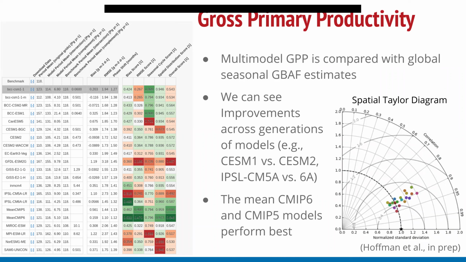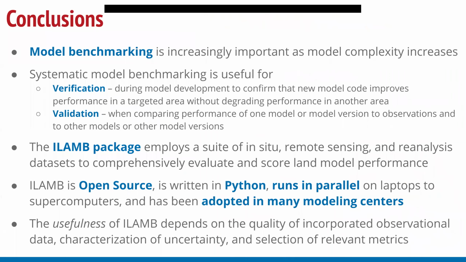So in conclusion, I would say that model benchmarking is becoming increasingly important as model complexity increases. We need better ways of understanding the performance of the model as it's becoming more and more complex. Systematic model benchmarking, like that done with this benchmarking approach using ILAMB, is useful for verification during model development to confirm that new model code improves the performance in the targeted area without degrading performance in another area, and also useful for validation when comparing the performance of one model or model version to observations or to other models or other model versions.